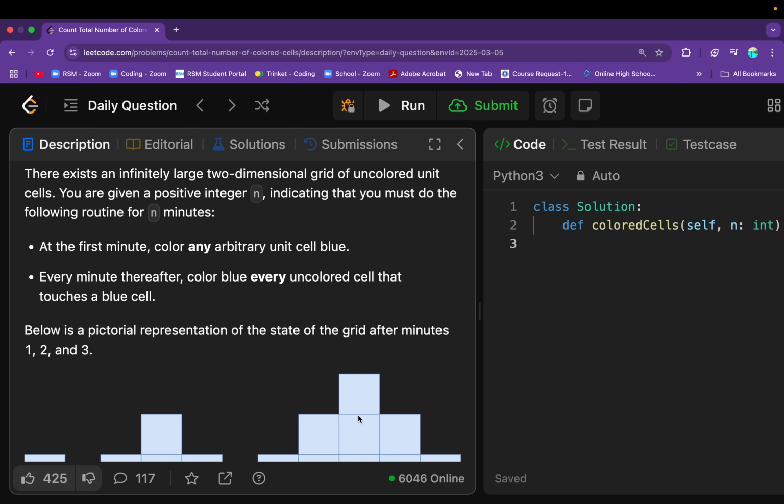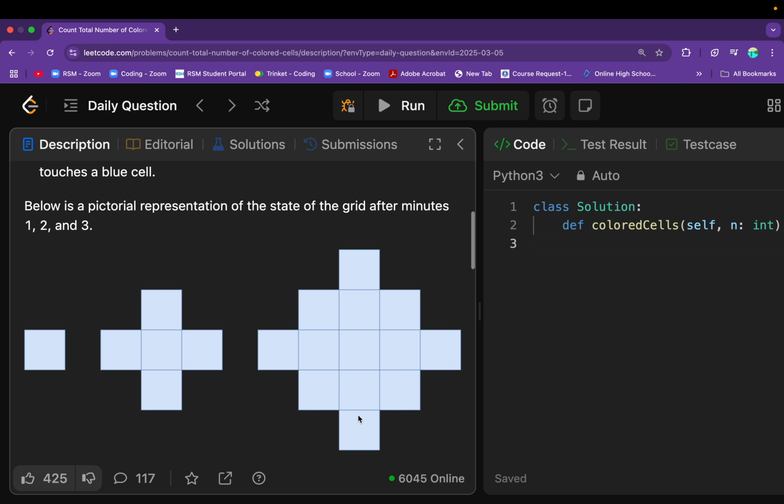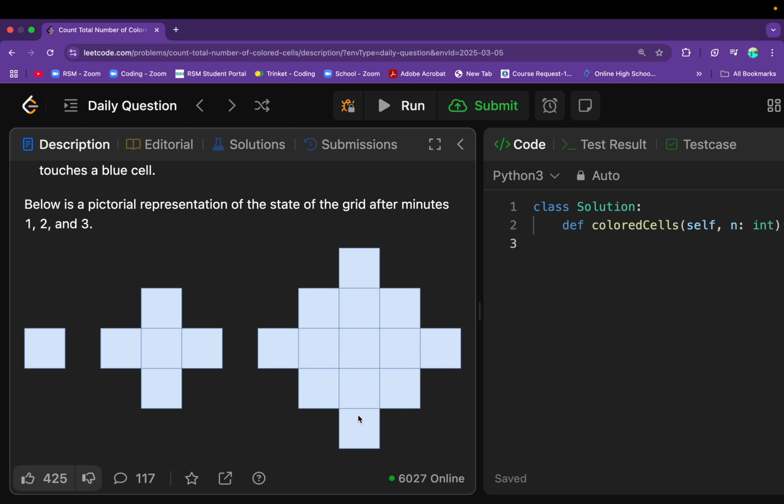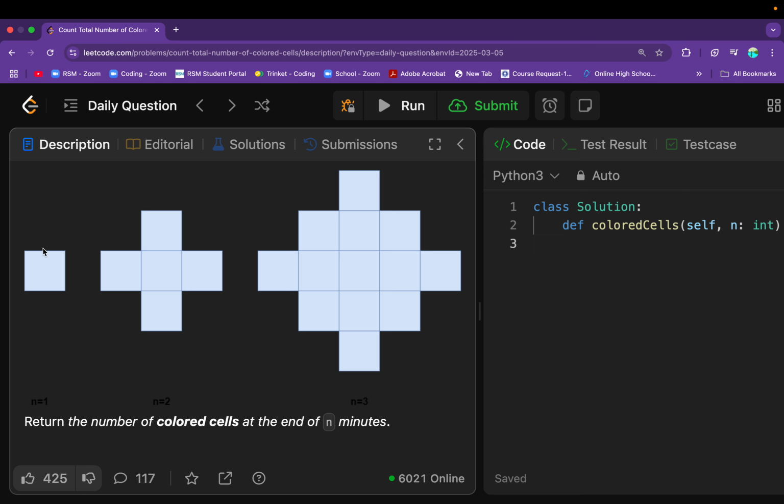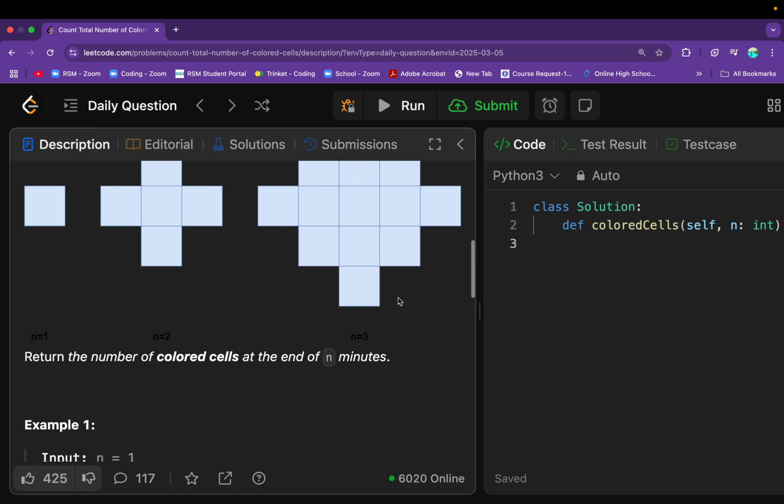And below is a pictorial representation of the state of the grid after minutes 1, 2, and 3, kind of just simulating what would happen and how many cells would be painted blue after 3 minutes of painting. In the first minute, we'd just be coloring that singular unit cell, so we'd have 1. And in the second minute, we have 4 extra, so we get to 5. And in the third minute, we'd be painting the 4 adjacent cells for each of those cells. And so we'd get a total of, I believe, 13. Right? And we want to simply return the number of colored cells at the end of n minutes.